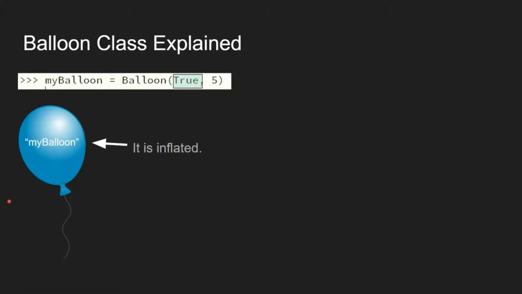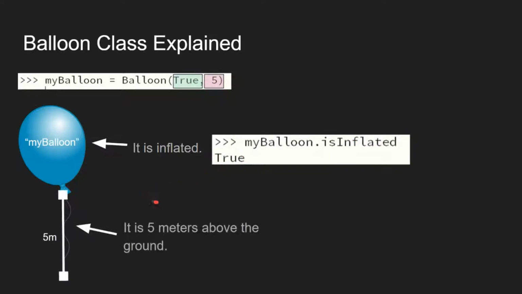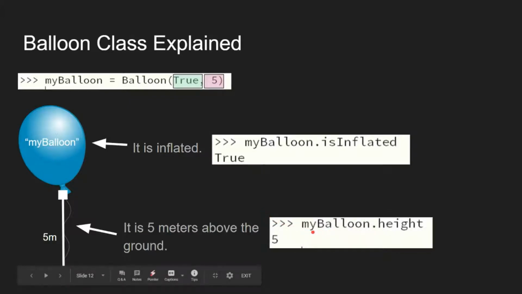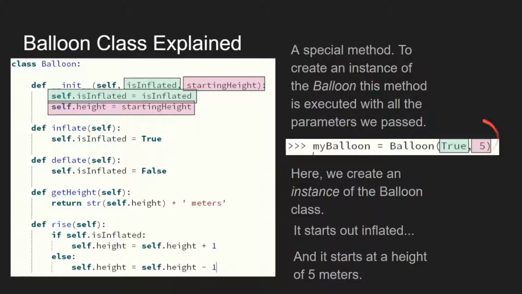It is inflated, and we can check this by typing myBalloon.isInflated, and we can see that this is true. And we also know that it is 5 meters above the ground because that's what we started it at. And we can check this by doing myBalloon.height, which evaluates to 5. So this method is called the constructor in object-oriented programming because when we create an instance of the class, this method runs to construct our instance.